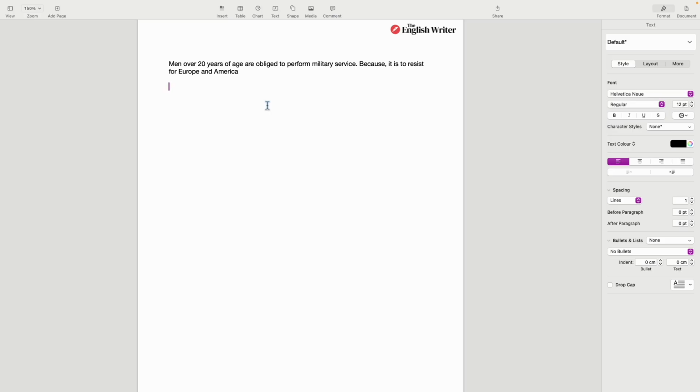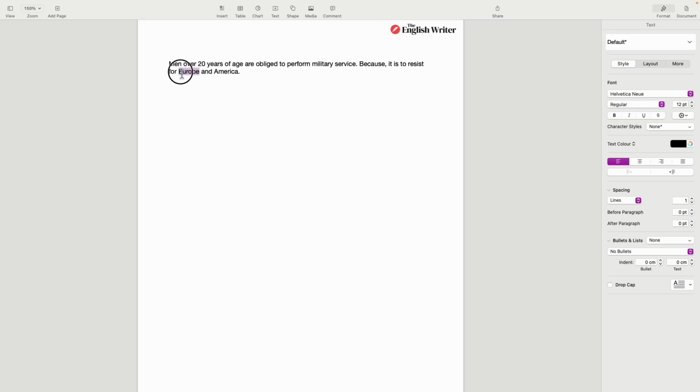Normally I would have told them about the tense too. Men over 20 years of age are obliged to perform military service is to resist for Europe and America. Now that's quite difficult. What exactly did they mean? First, America. Do they mean the country, the United States of America? Or do they mean the whole continents? Or two continents? I leave it like that because I would need to clarify with the student exactly what they were referring to.